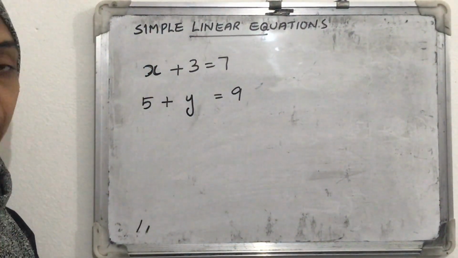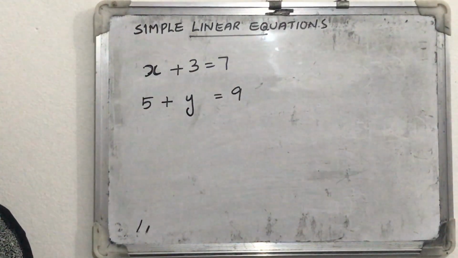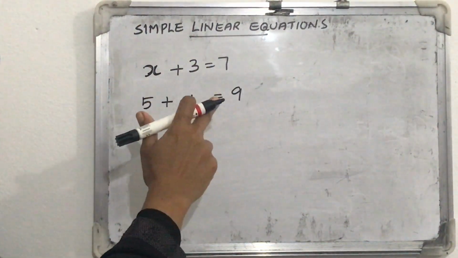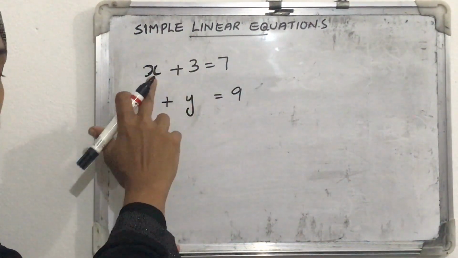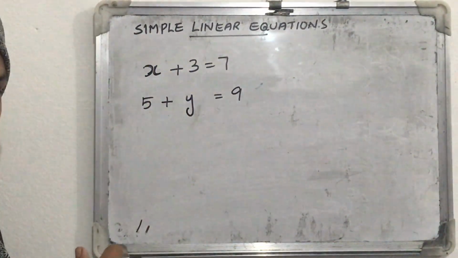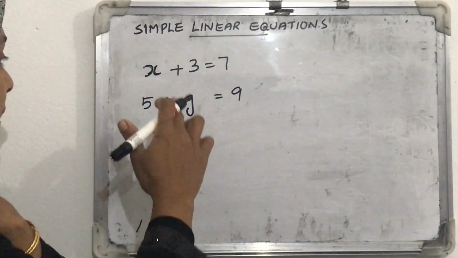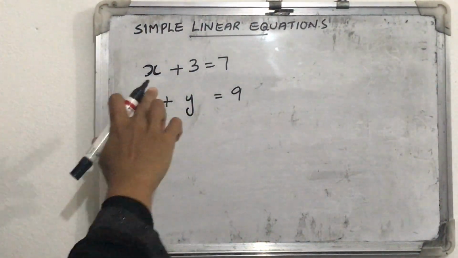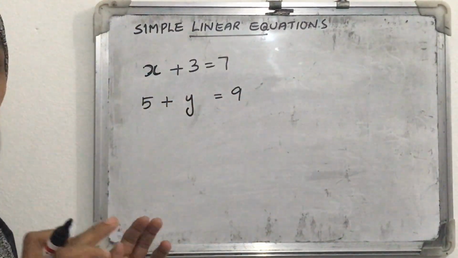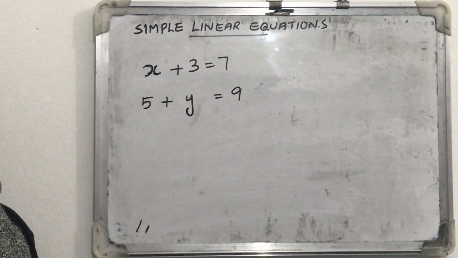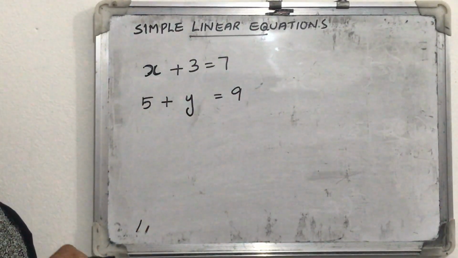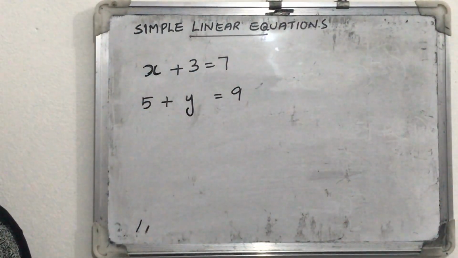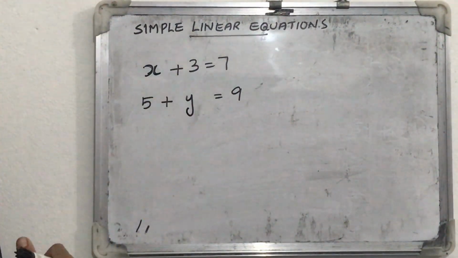For finding that unknown value, we can use different methods. This we call an equation. An equation is a statement expressing two expressions connected with an equal sign. When we consider an equation, both sides should be equal. The left hand side and the right hand side should be equal. That is how we find the unknown values.